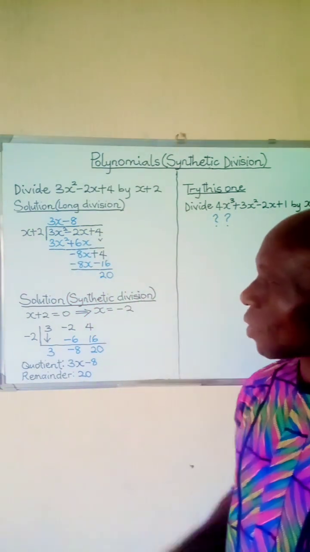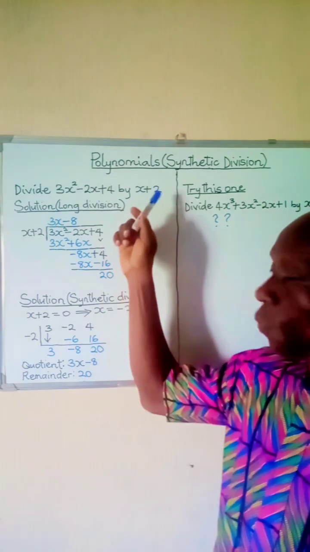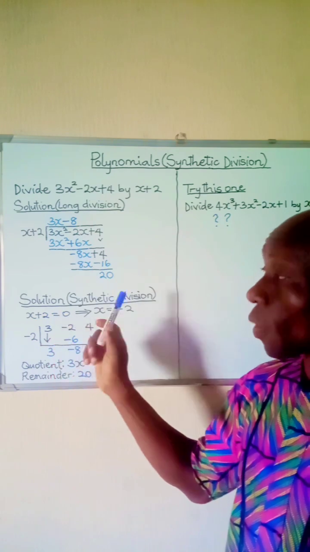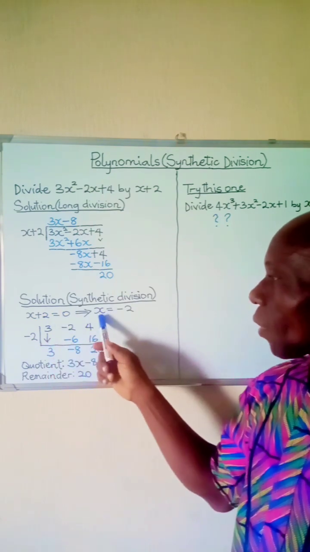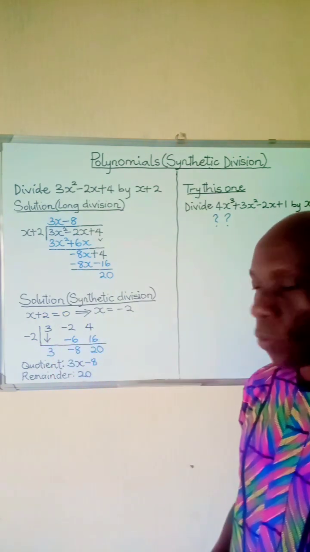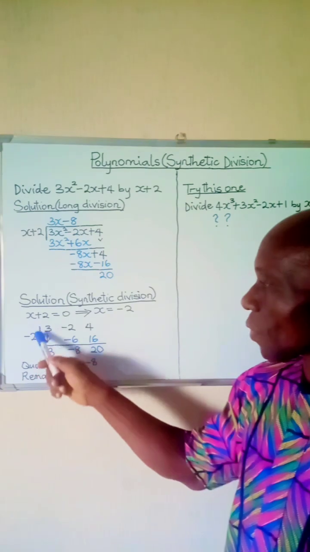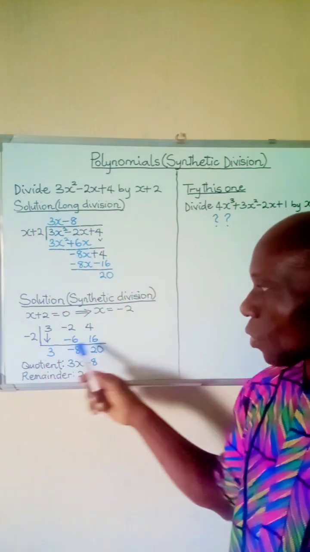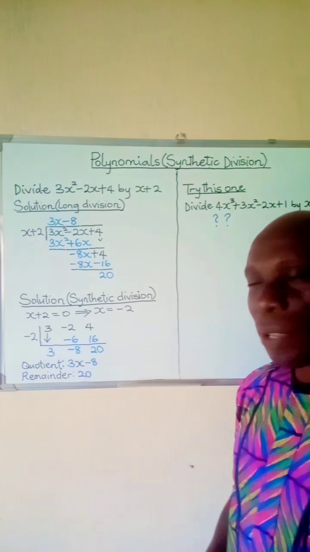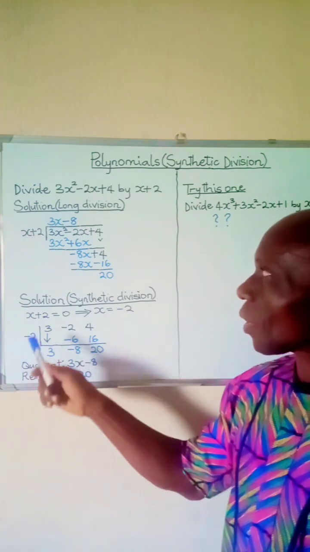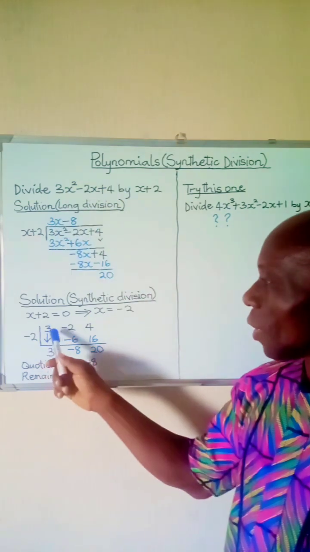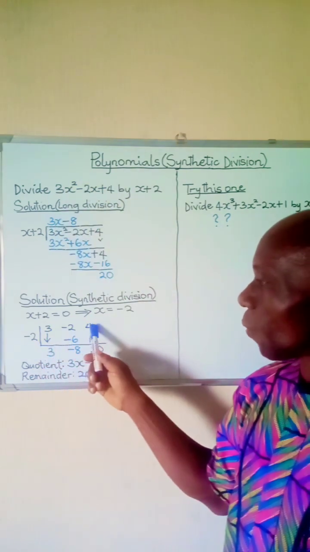Now, for synthetic division, what we do first, we equate the divisor, which in this case is x plus 2, equals to 0. We equate it to 0, and then we solve for x. The value becomes minus 2. And then look at the way we draw our symbol in this case, the reverse of what we had drawn for long division. We draw it this way. This minus 2, which is the value of x, we placed it out here. And then we pick all the coefficients and constants here. 3, minus 2, and 4.